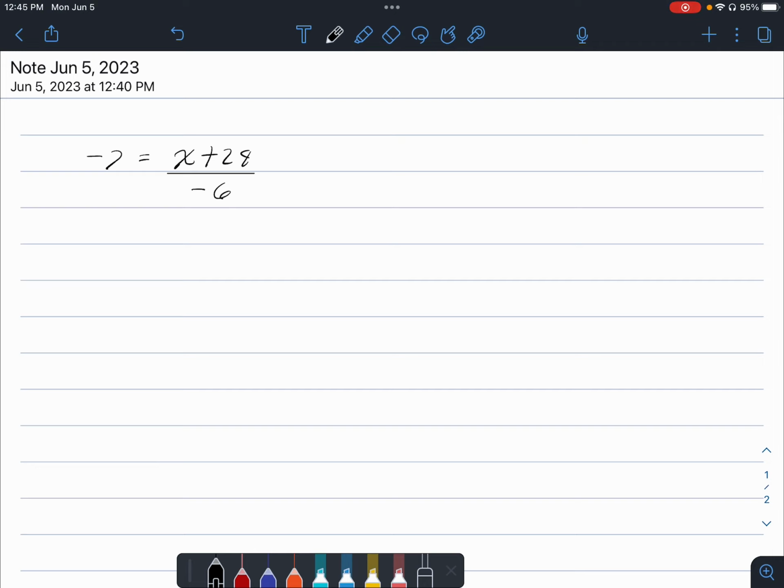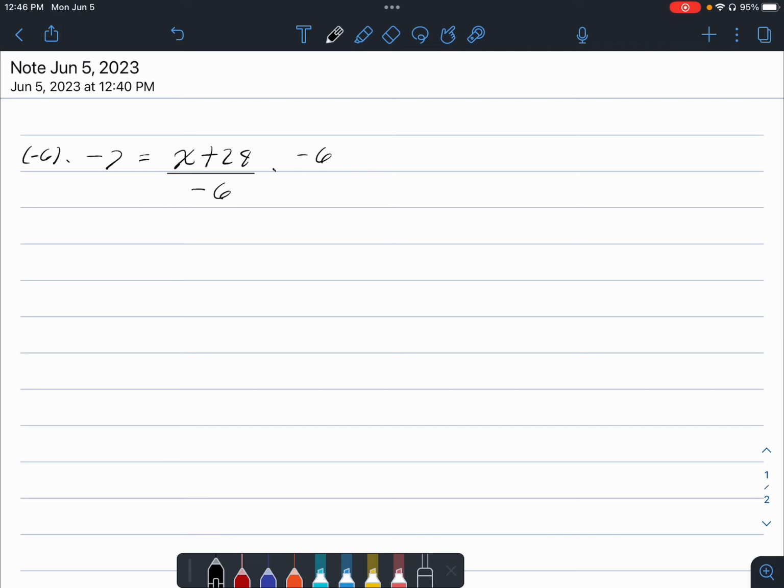I kind of like to look at the equal sign as like a scale. You can keep adding or subtracting weight from a scale as much as you want, and it will remain balanced as long as you are taking or adding weight in the same amount on each side, okay? So here, in order to get rid of this -6, we can multiply the right-hand side by -6 in the numerator. And since we did it to the right side, we have to multiply the left-hand side as well by -6. So that'll keep the equation balanced.